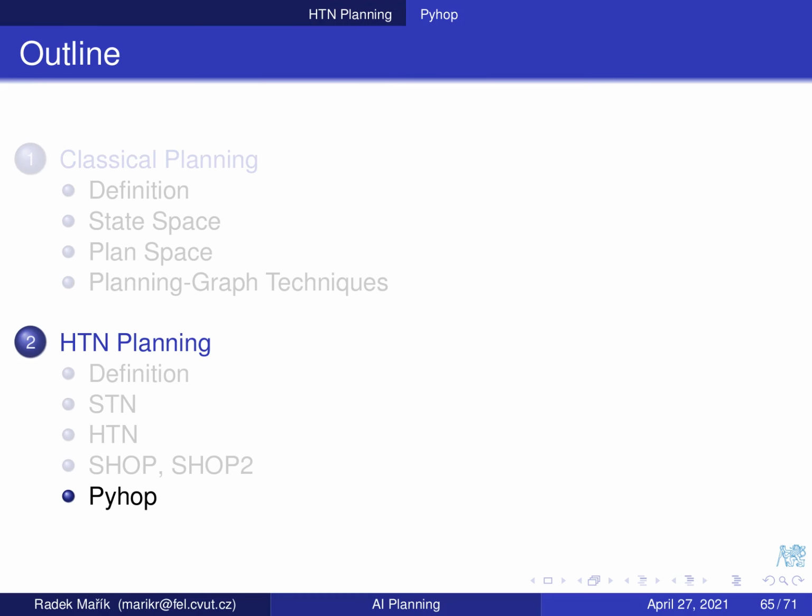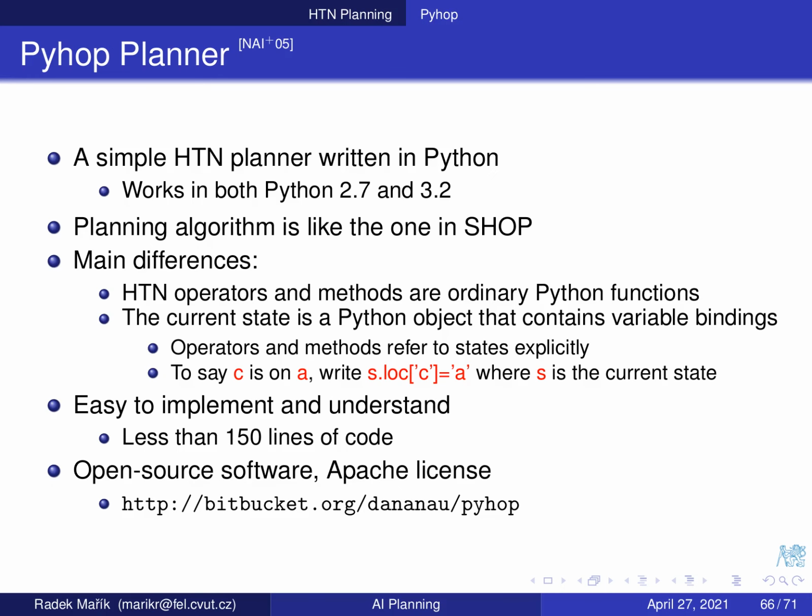PyHop. Last three slides with PyHop. PyHop is a very simple HTN planner written in Python. It works in both, let's say, 2.x and 3.x implementations. The planning algorithm is very similar to the SHOP algorithm. The main difference is that HTN operators and methods are basically ordinary Python functions.